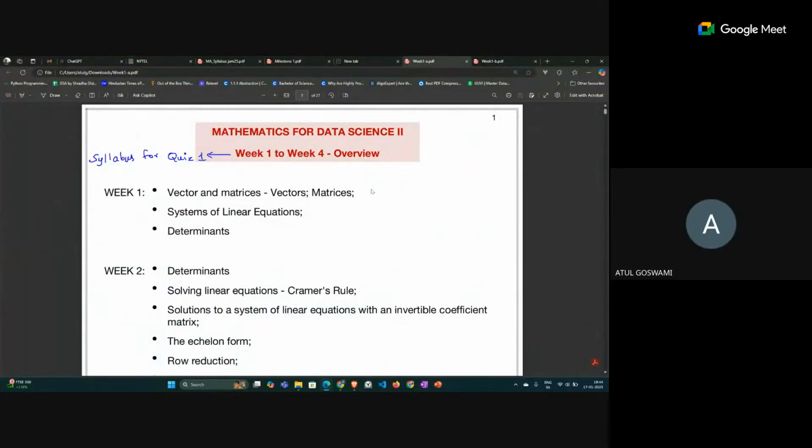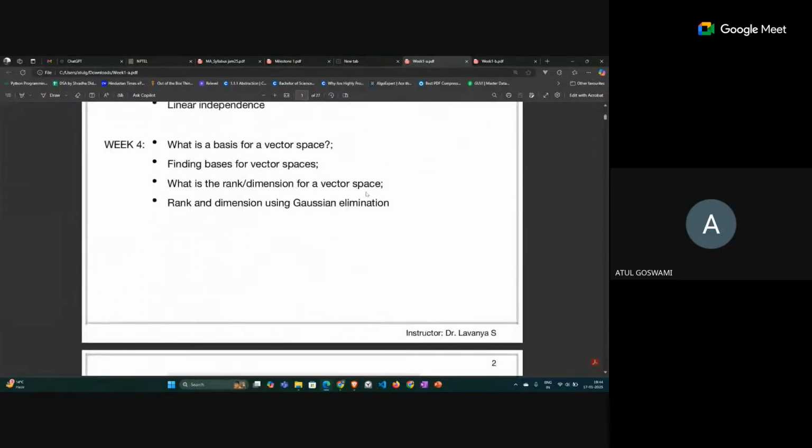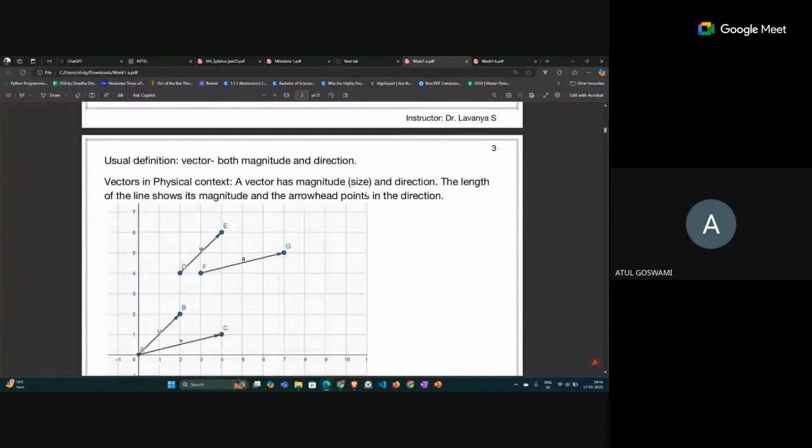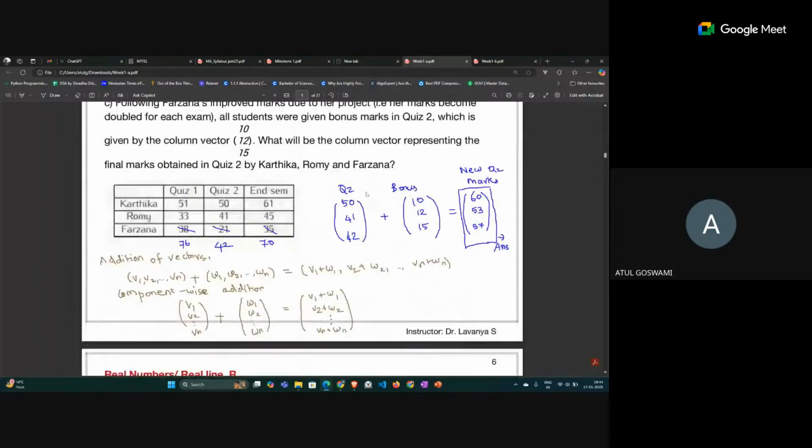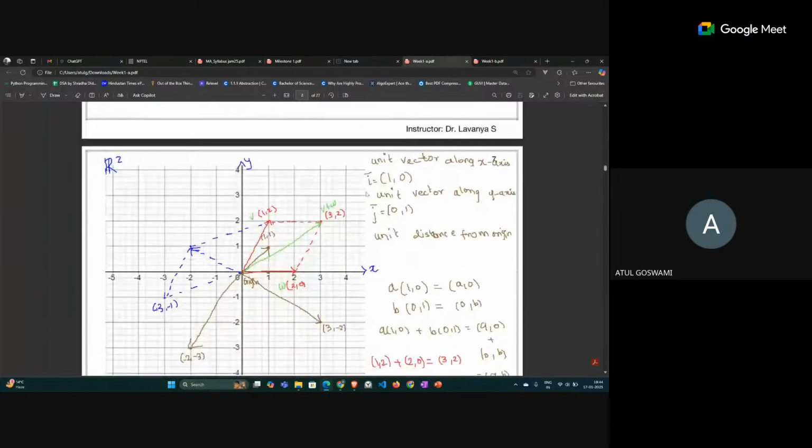In that session, I think ma'am has already discussed until here, because it is written there, so this part is discussed.